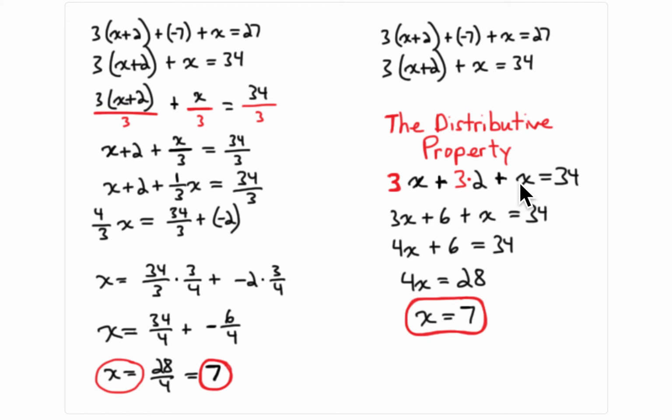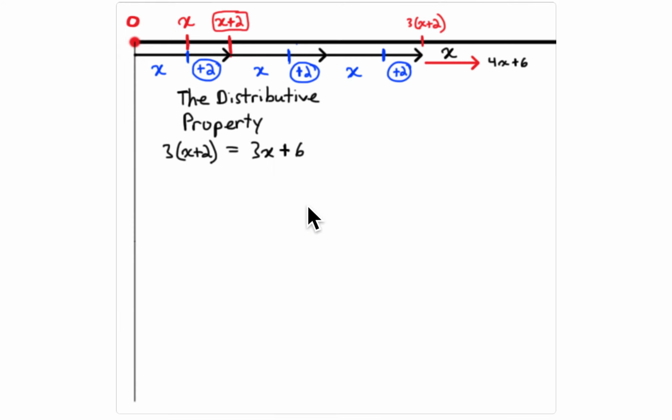This is a lot easier to deal with. So I have 3x plus x is equal to 4x. So I have 4 x's. 3 times 2 is 6. That equals 34. So now I know what to subtract from this 34, which equals 28. And then 1/4 of 28 is equal to 7.